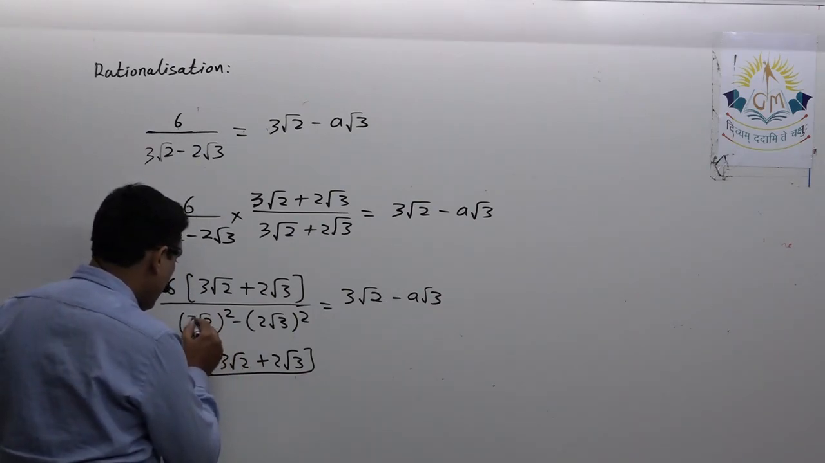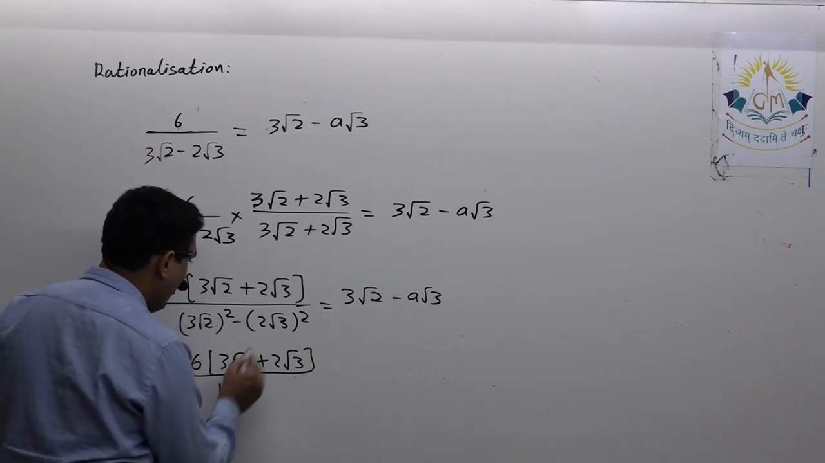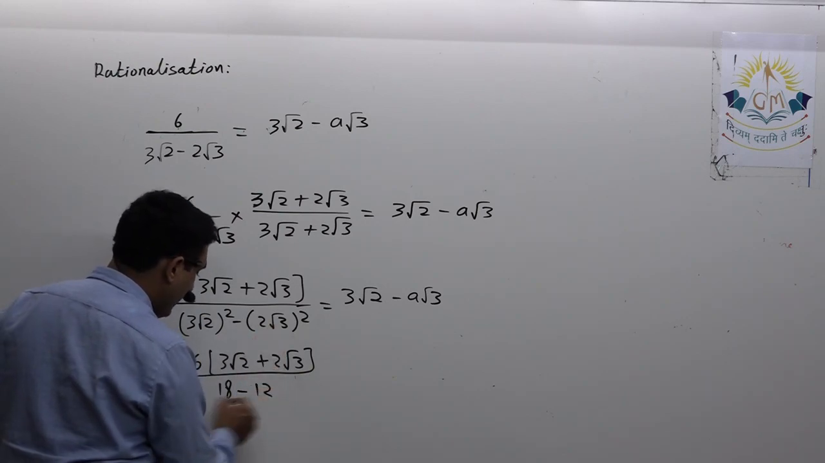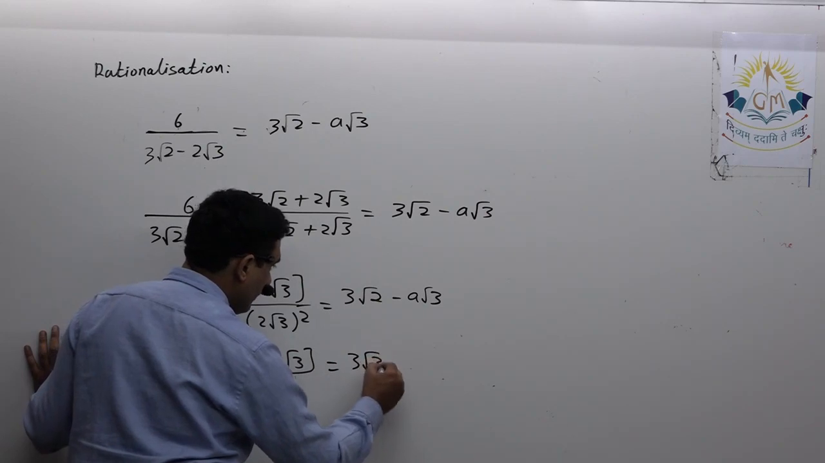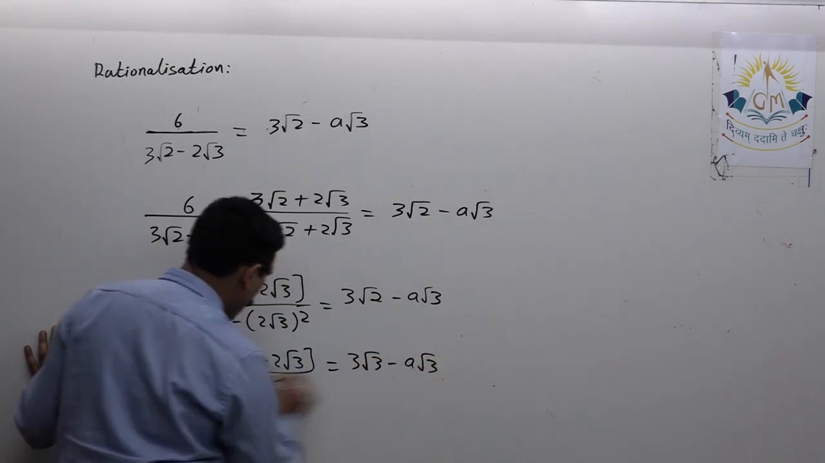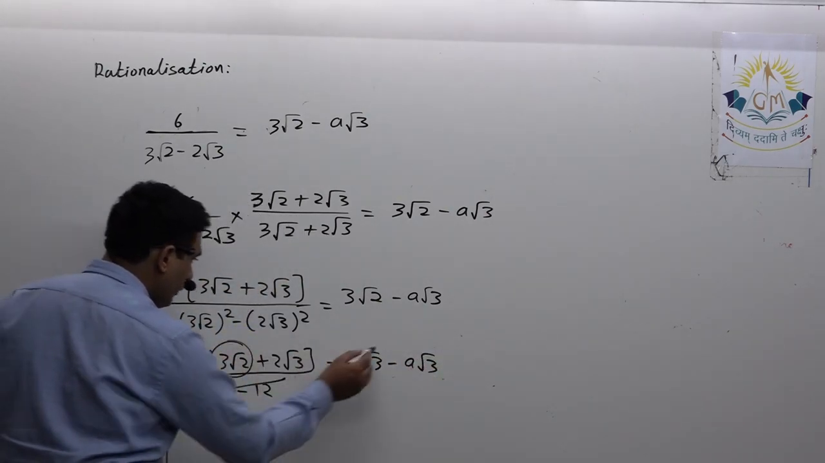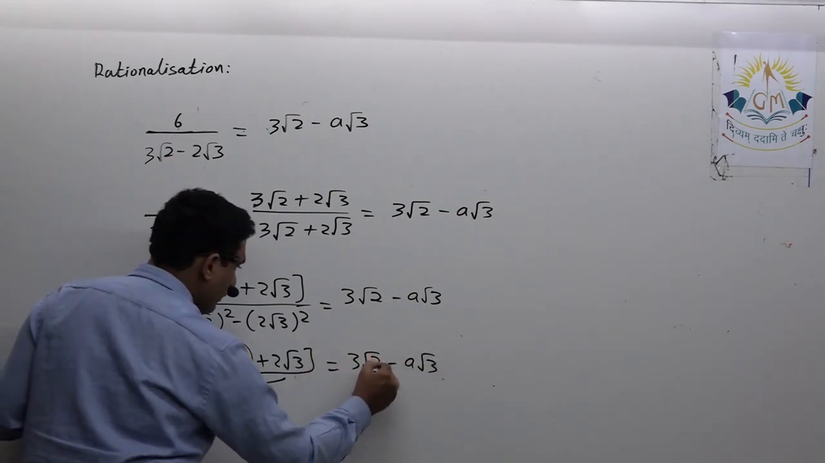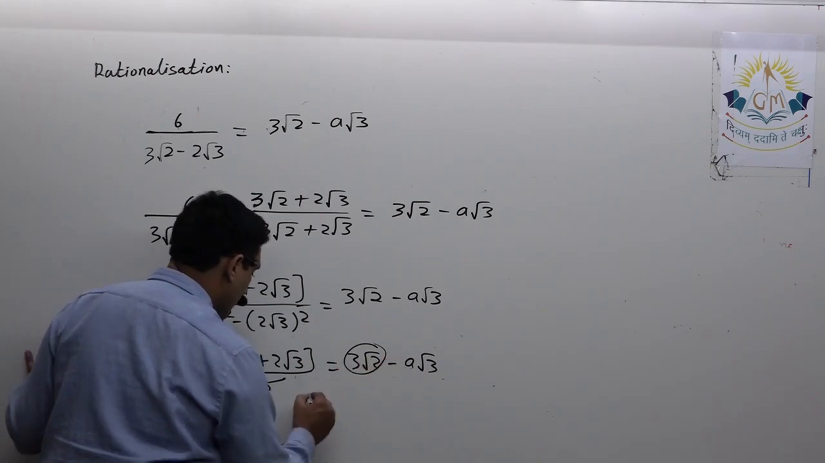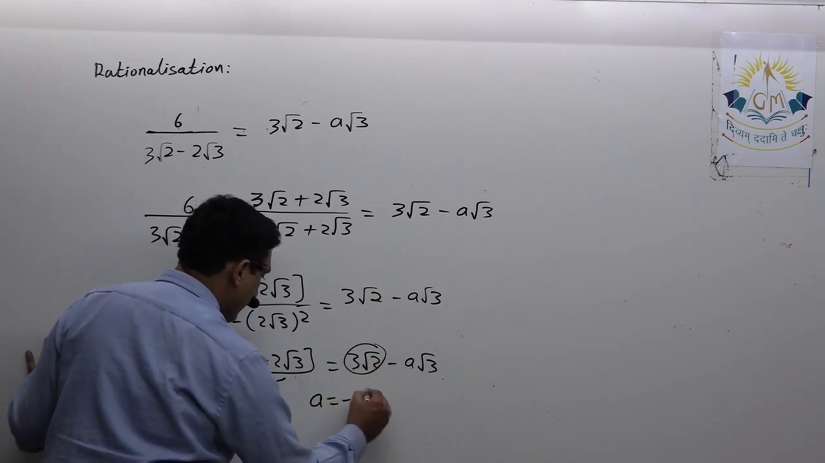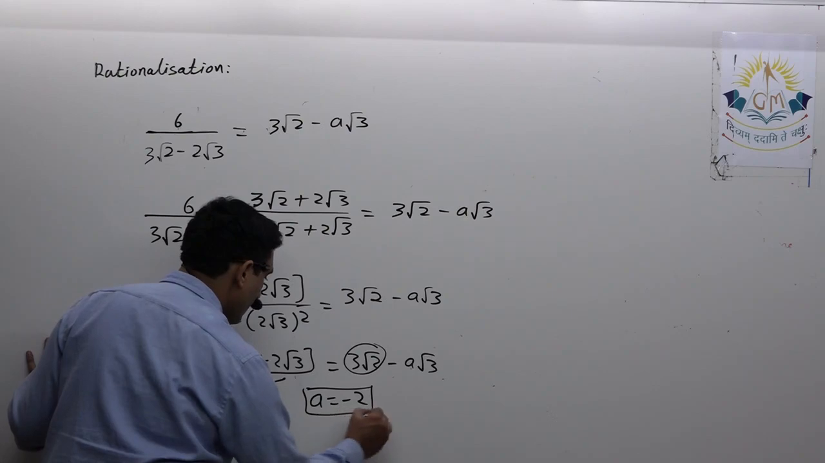So here it will be 9 into 2, that is 18, minus 4 into 3, that is 12. Yes, 18 minus 12 is 6, and 6 will cancel out. So if I compare the left hand side and right hand side, see here it is 3 root 2, here it is 3 root 2, here it is 2 root 3, here it is minus a root 3. So simply I can say a equal to minus 2.